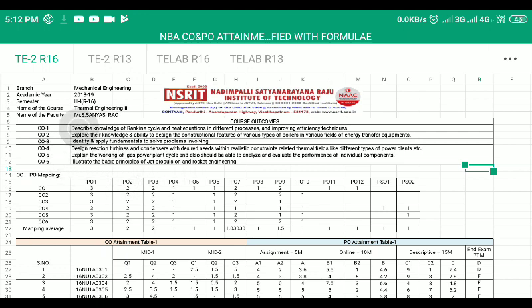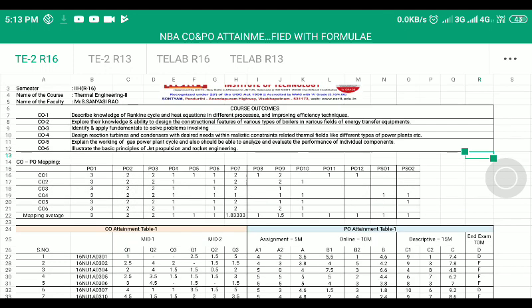So coming to here, these are the course outcomes. Here you have to mention the 6 outcomes. And then go to CO-PO mapping. Okay, so we are having a total of 12 POs and 2 PSOs. This may be different for various departments.